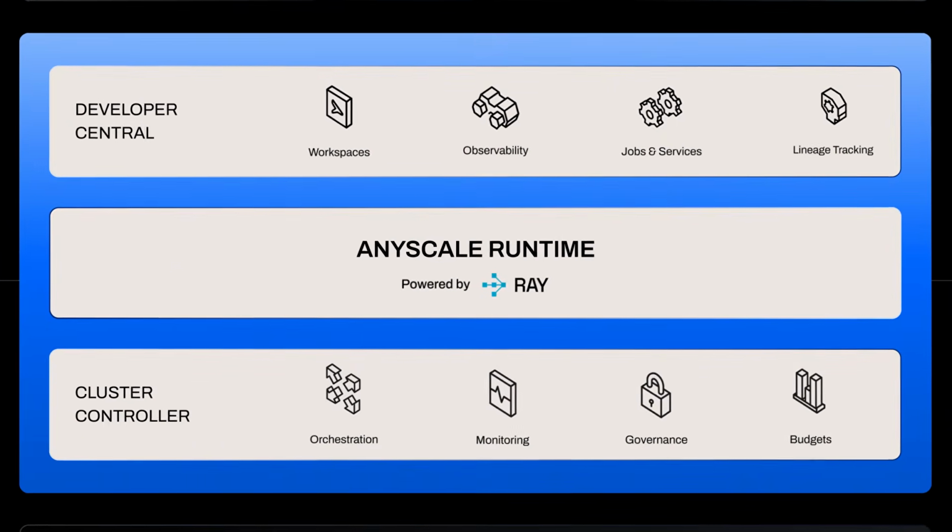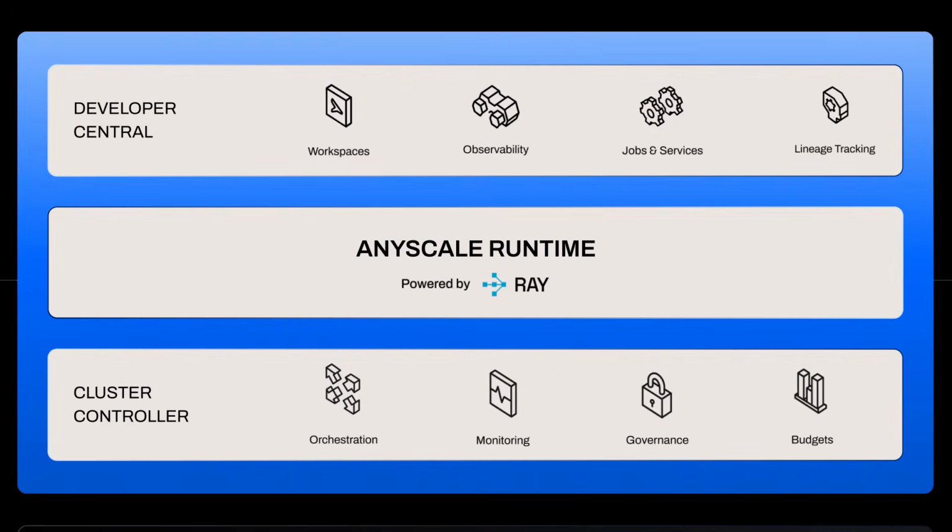Developer Central is your unified workspace for multi-node development. You can code, test, and launch Python apps with an integrated IDE and advanced workload observability, debugging, and lineage. In the middle, we have Anyscale Runtime, which is Anyscale's performance-optimized engine for Ray, providing performance and lower costs, and improved resilience in production while being fully compliant with Ray APIs. At the bottom, Cluster Controller is the control plane to launch and monitor production-grade, elastically scalable Ray clusters.